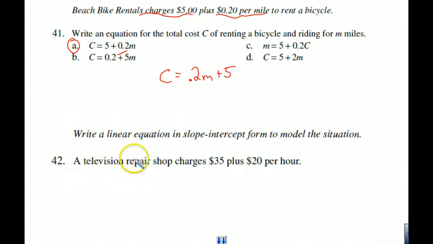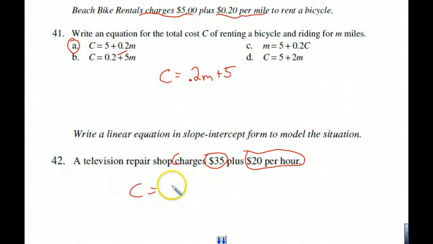Similar to number 42, if they charge a $35 one-time fee and the per hour cost is kind of like a slope. So we'll say charges for C. So the charges will equal $35 plus $20 per hour, or 20h.